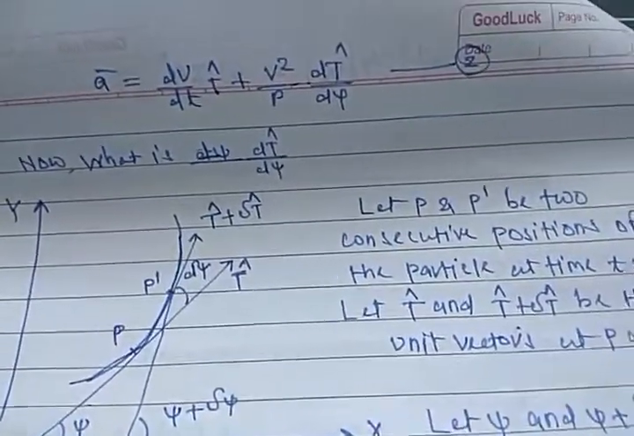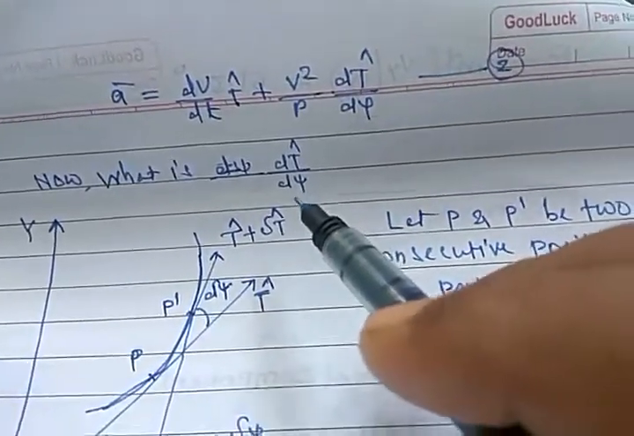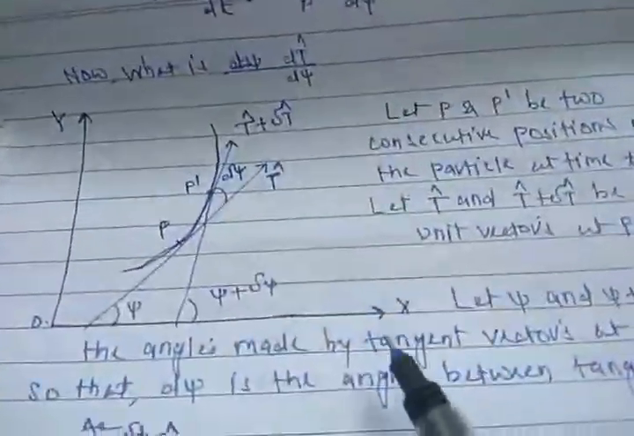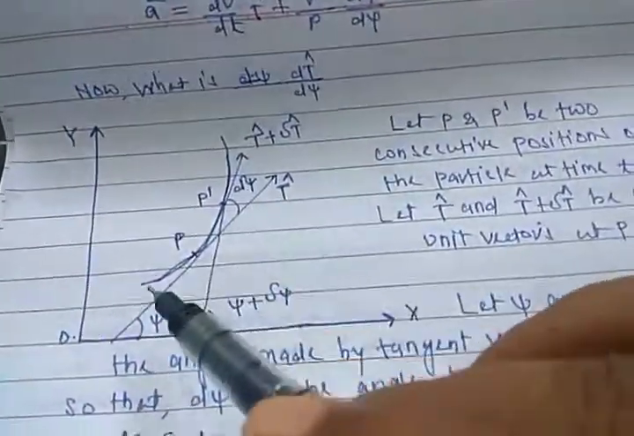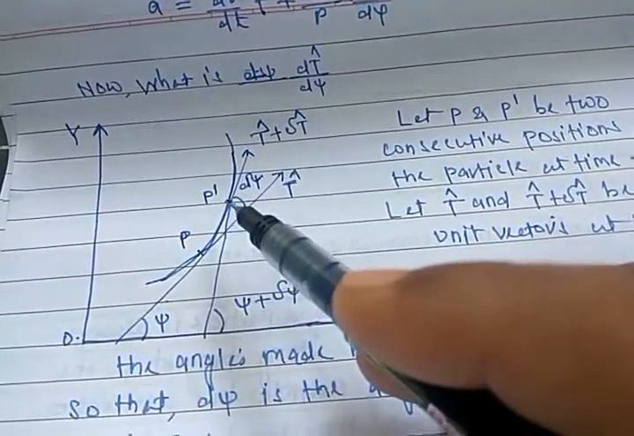So name this as equation number 2. Now what is dT cap by d psi? Okay, let us see this in detail. So this is the diagram, x and y axis. This is the curve. Okay, 2 points P and P dash on the curve.